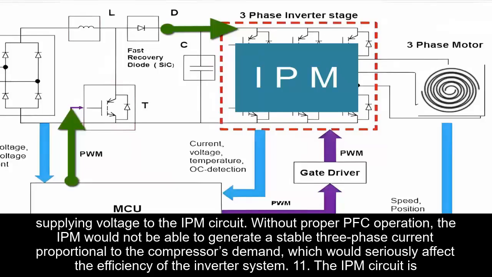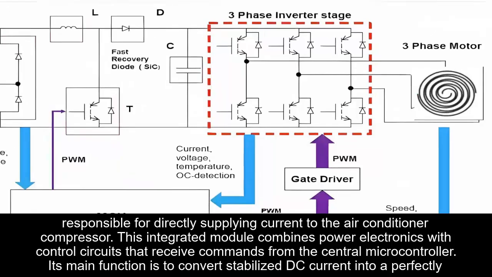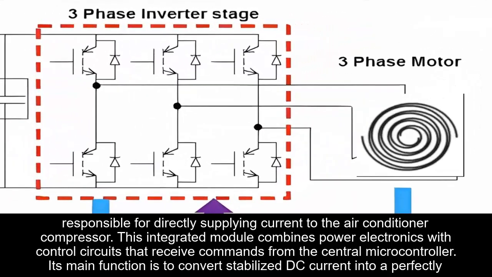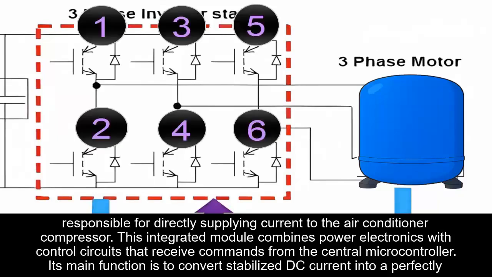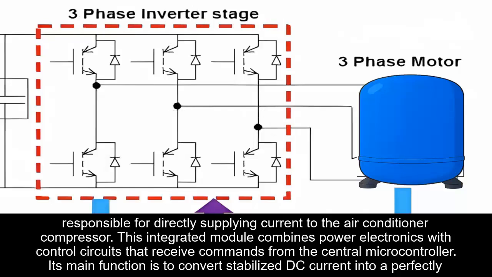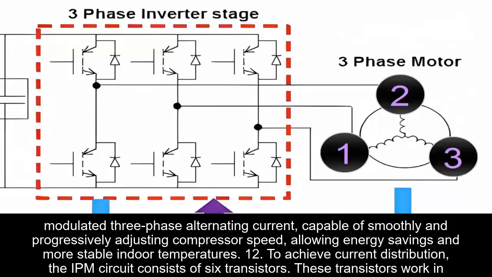11. The IPM circuit is responsible for directly supplying current to the air conditioner compressor. This integrated module combines power electronics with control circuits that receive commands from the central microcontroller. Its main function is to convert stabilized DC current into a perfectly modulated three-phase alternating current, capable of smoothly and progressively adjusting compressor speed, allowing energy savings and more stable indoor temperatures.